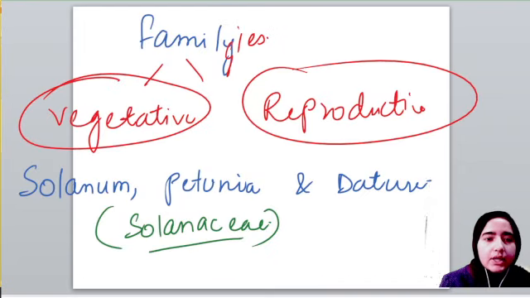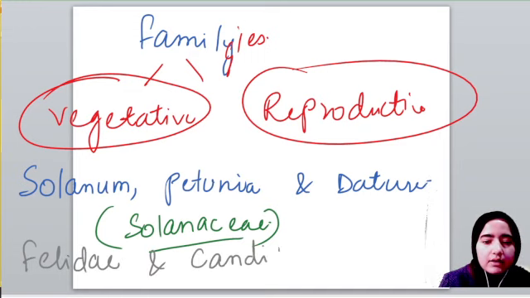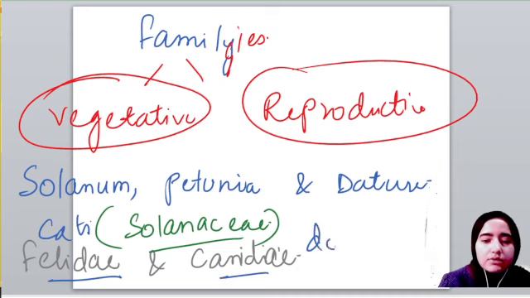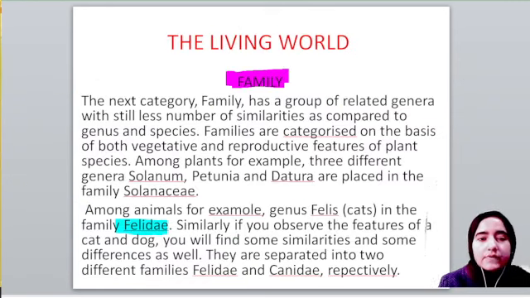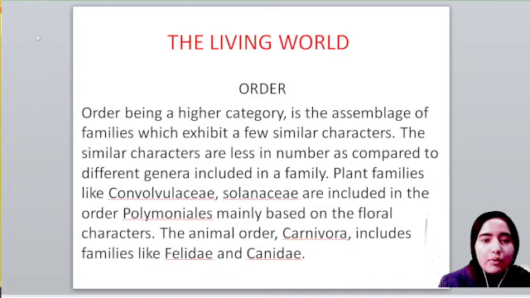Felidae and Canidae. Felidae includes cats, Canidae includes dogs. Despite having some similarities, they are still kept under different families, Felidae and Canidae. Now we will see order.